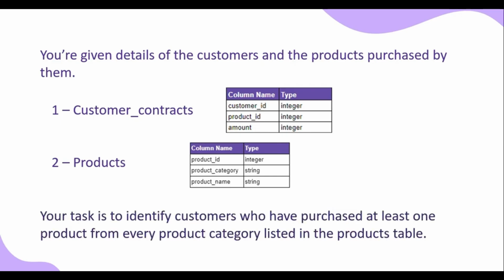Now you have to identify the customers who have purchased at least one product from every product category listed in the products table. So you have to write a query to find the customers who have purchased at least one product from every product category which are mentioned in the products table. So let's see the sample input and sample output table.